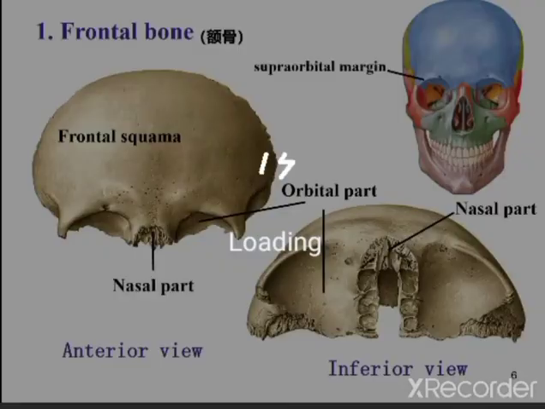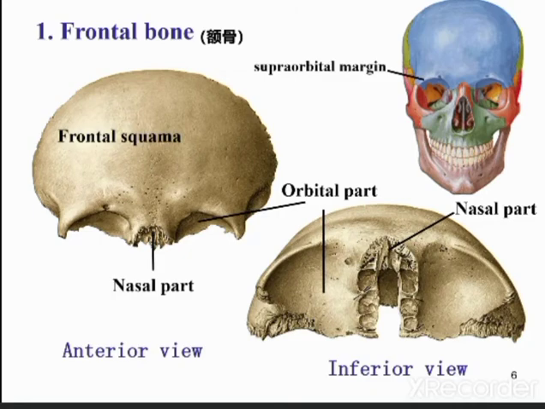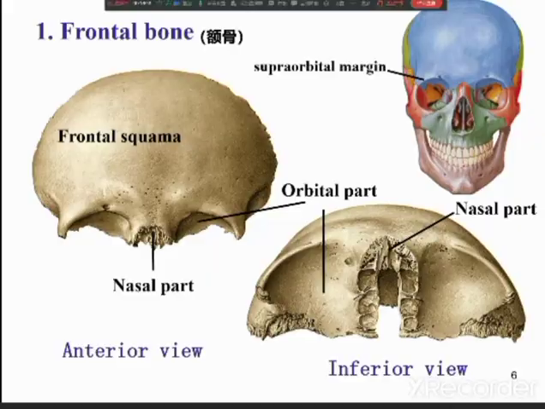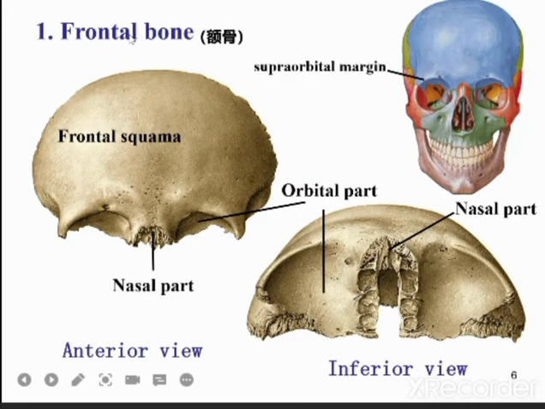Thirdly, the frontal bone in Chinese name 额骨. The frontal bone, color in blue, lies in the anterior-superior part of the skull, forms the anterior part of the cranium, and the roof of the orbital cavity.